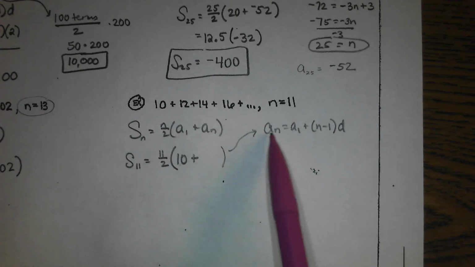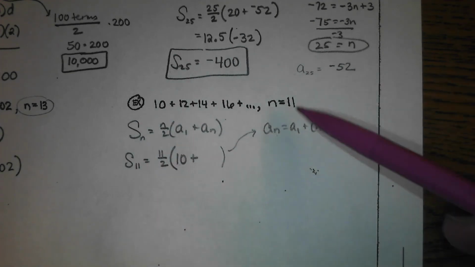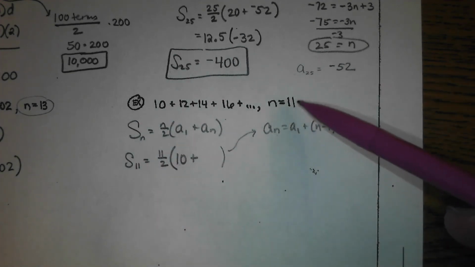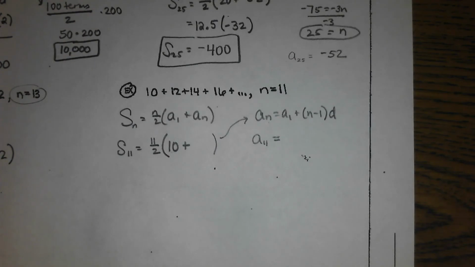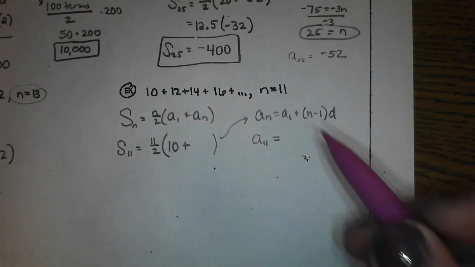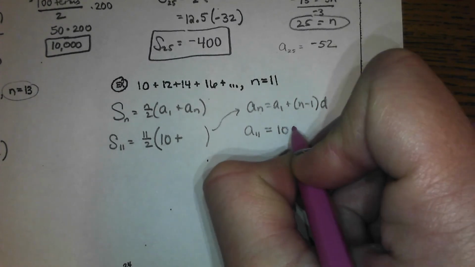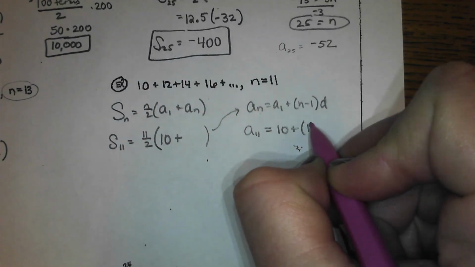And they didn't give us a sub n. So that's what we're looking for. But we do know that n is 11, right? So we can say that a sub 11 equals, that's the 11th term, equals a sub 1 they gave us as 10. N they gave us as 11.